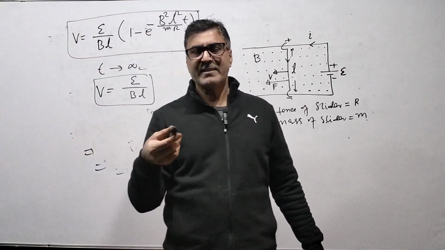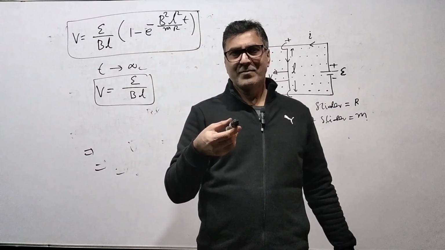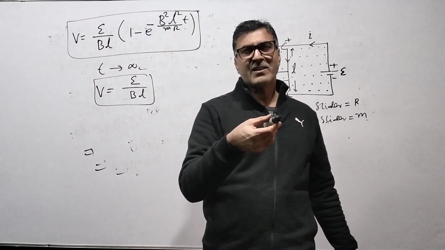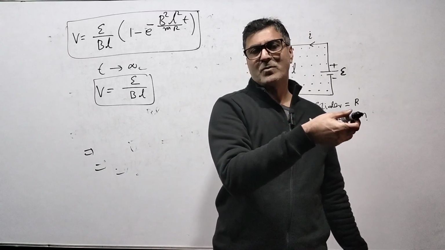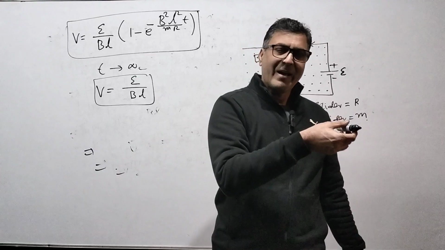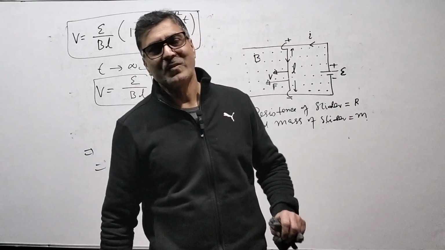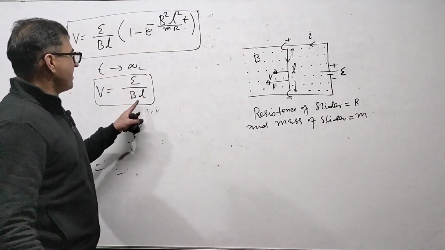So after a long period of time, finally, the velocity of the slider will remain constant. So first it accelerates, then finally the acceleration decreases, force decreases, net force decreases, and finally the net force becomes 0, acceleration becomes 0, and the slider moves forward with a constant velocity. And that velocity is this, E by BL.